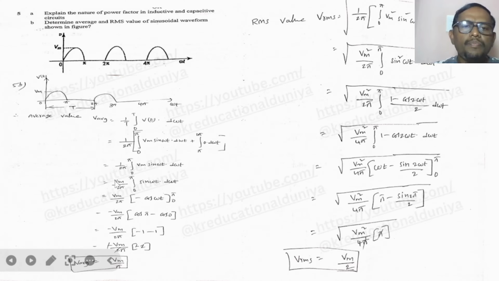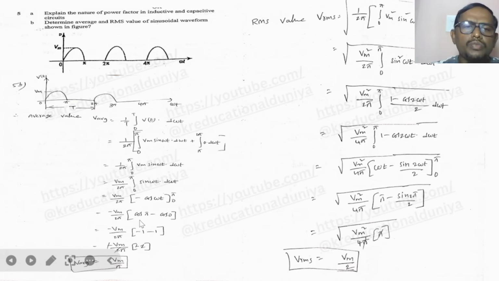equal to, if I take the constant Vm outside, Vm by 2 pi integral 0 to pi sine omega t d omega t. Equal to Vm by 2 pi, the integral of sine omega t is minus cos omega t, and the limits are 0 and pi. So minus Vm by 2 pi, applying the limits: higher limit minus lower limit, so cos pi minus cos 0.